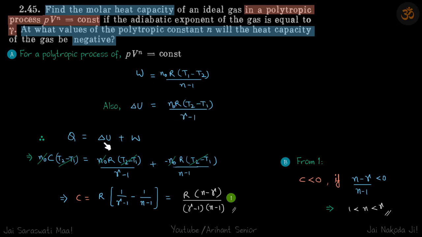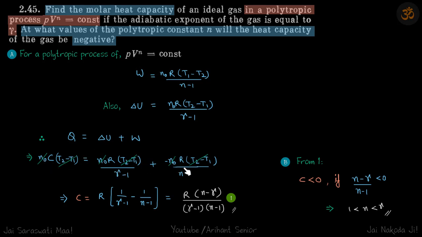So Q is equal to delta U plus W. Why are we writing Q? Because we need to find the molar heat capacity, that is, heat given per mole per Kelvin. So we need the term for Q. Q we can write as n₀C(T2 - T1), where C we need to calculate. So this is the molar heat capacity of the gas for this particular process.